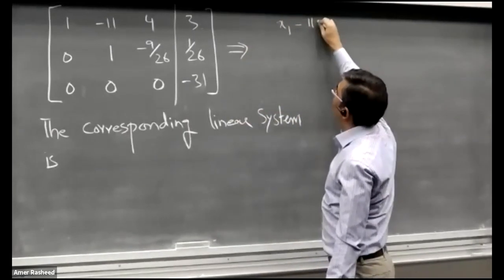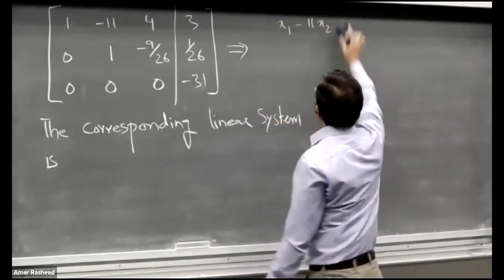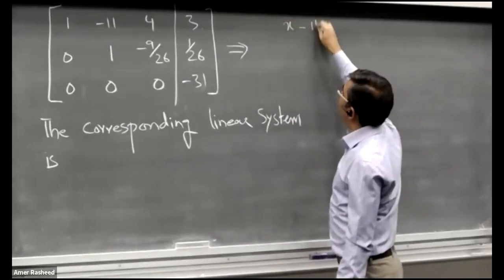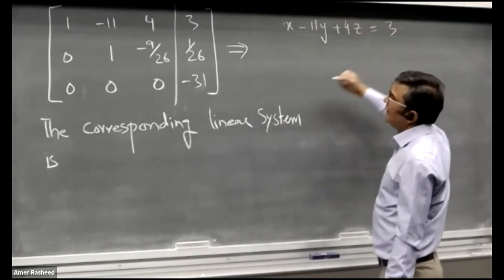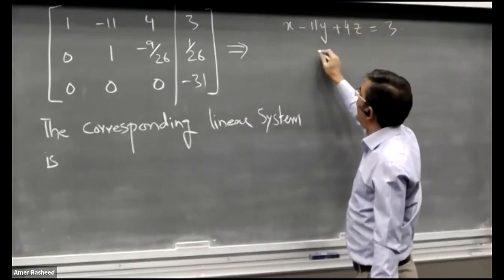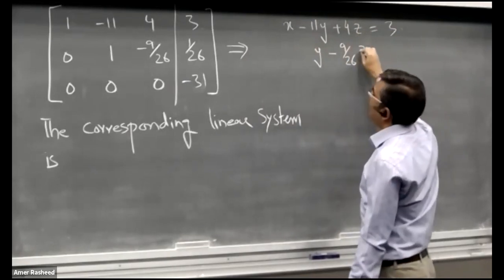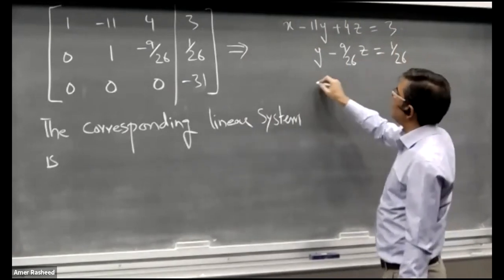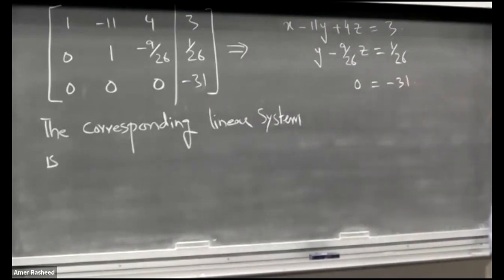x1 minus 11x2. xyz में लिखा था हमने, xyz में लिख लें उसको, ठीक है. So it will be x minus 11y plus 4z is equal to 3. And 0 यहाँ पे है, यहाँ पे y आ जाएगा, minus 9 by 26 z is equal to 1 by 26. And the third one is what? 0, 0, 0 is equal to minus 31. This is what we have obtained.